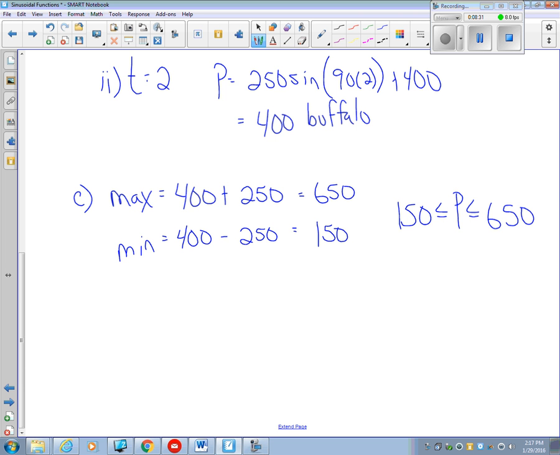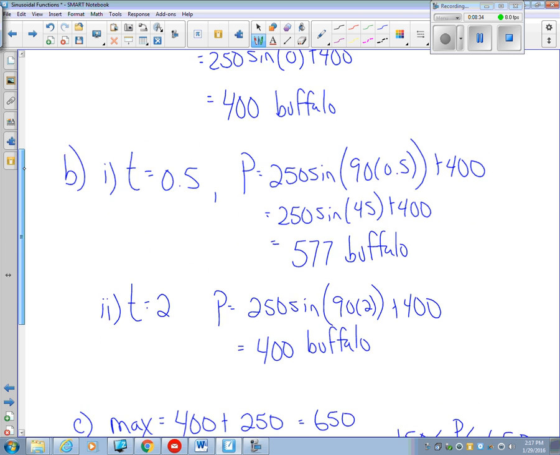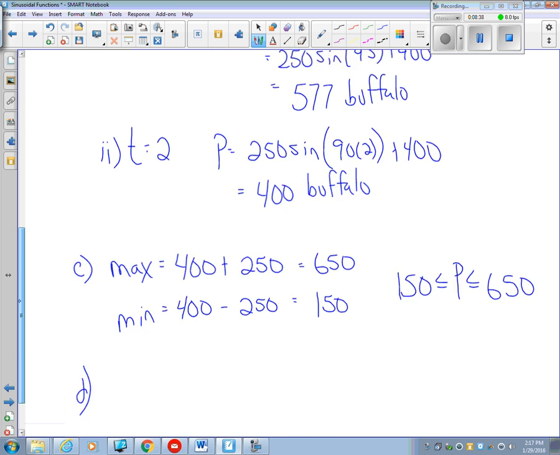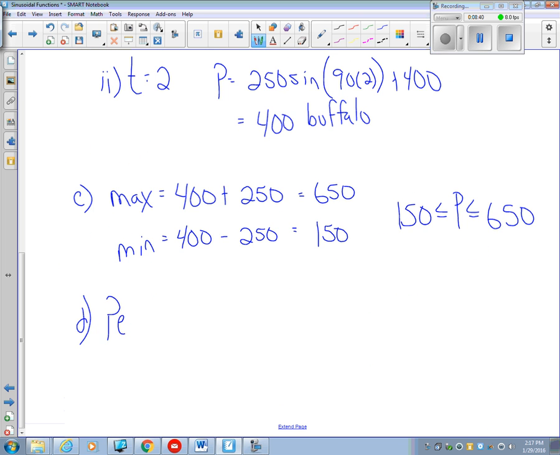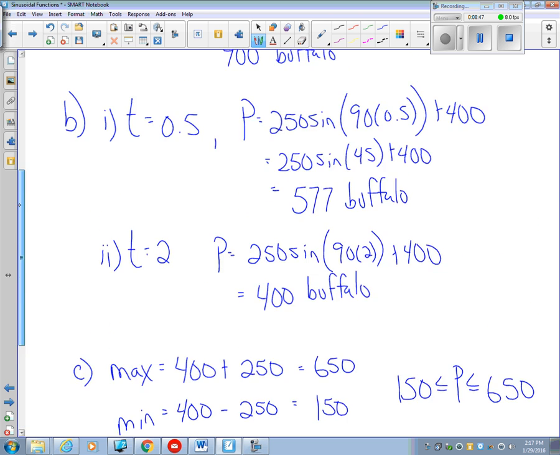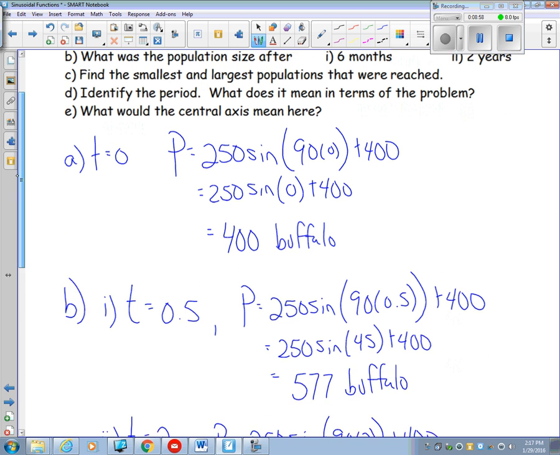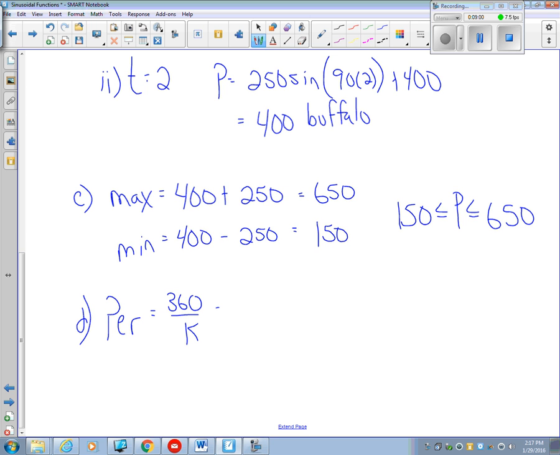Okay, part D. We want to know about the period. What does it mean in terms of the problem? So we've said our equation is period equals 360 divided by k. K is a number between the word sine or cos and your variable. So this is k. And this was A and this was C, right? Okay, so I got to take 360 and divide it by k. So in our case, 360 divided by 90 gives us 4.